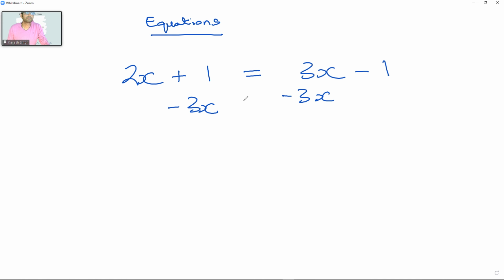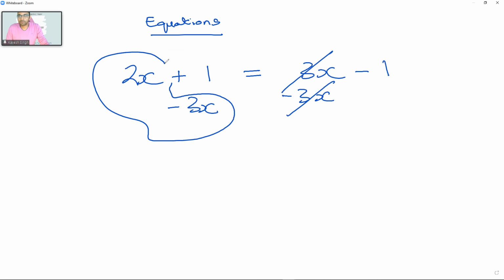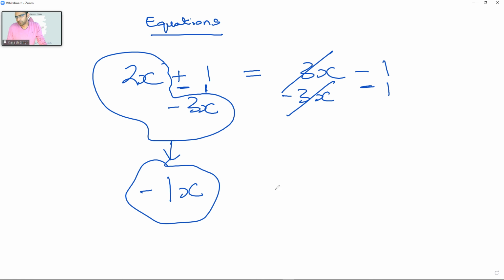So if I subtract 3x here, now you can see I have all my x's on one side. And what's 2x minus 3x going to give me? Do you know what 2x minus 3x will give you? Negative 1x, right? So that'll become negative 1x. And then at the same time, I'm going to minus 1 here, and I'm going to minus 1 here. What's going to happen to the left-hand side? What's plus 1 minus 1? 0. And this side here?